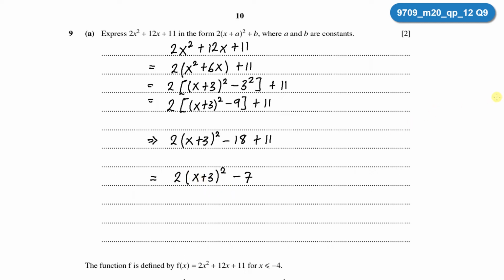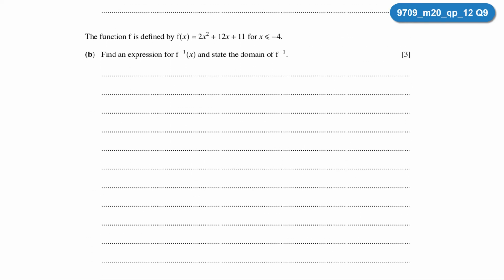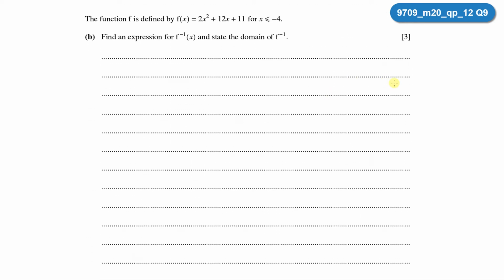Let's go on to part B of the question. On part B, the function f is defined by f of x is equal to 2x squared plus 12x plus 11 for x is less than or equal to minus 4. Find an expression for f inverse of x and state the domain of f inverse. So they want us here to find the inverse of the function. Now remember, for our f of x, when we completed the square, we got 2 of x plus 3 squared minus 7.